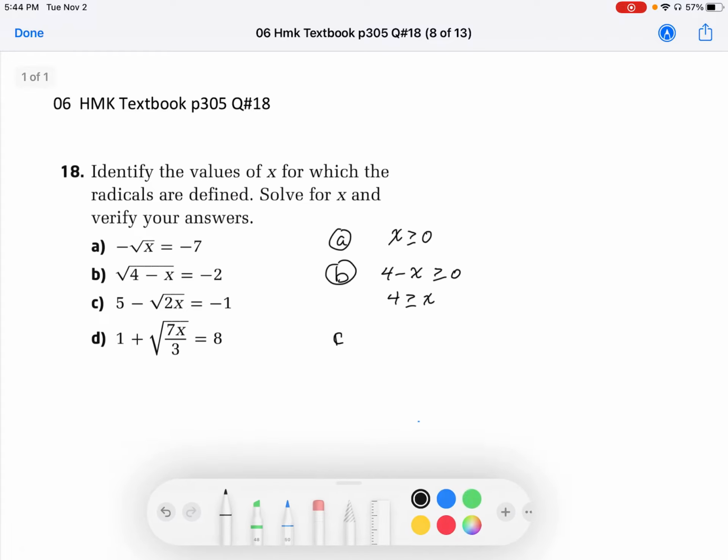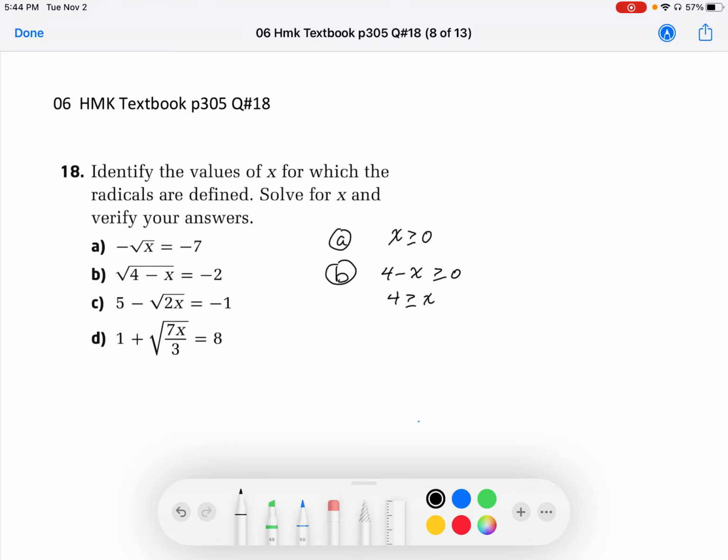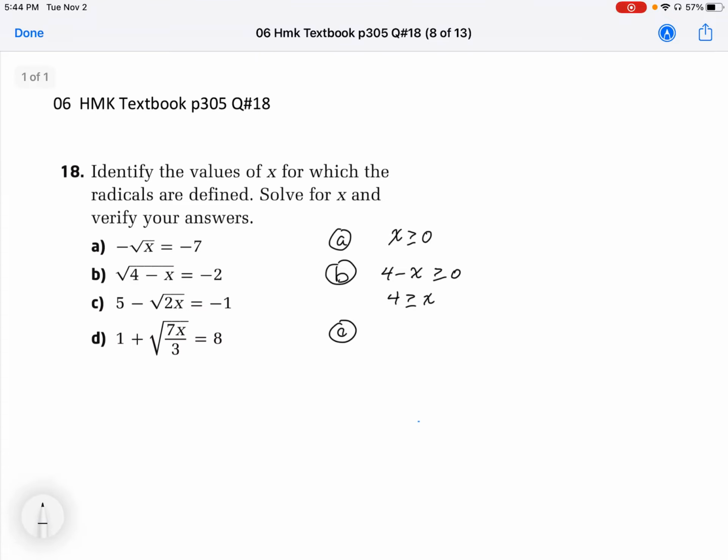For C, our restriction is going to be just based on the 2x, so the 2x must be greater than or equal to 0, which means that x must be greater than or equal to 0. And then lastly, for D, it's similar to A and C in that as long as that x is greater than or equal to 0, the D value, this one, is perfectly okay.